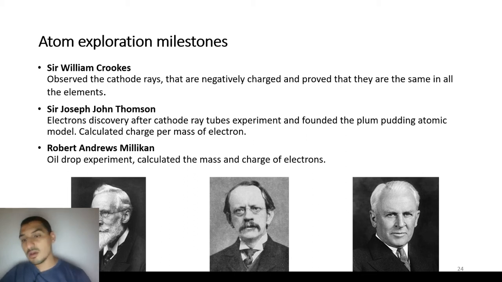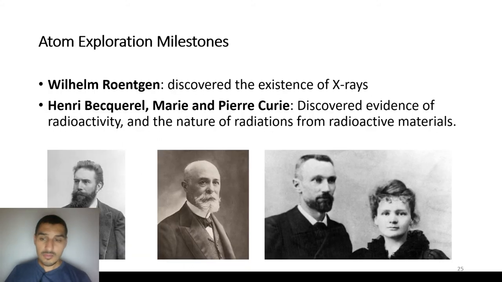Then Robert Millikan did his oil drop experiment, and he was able to calculate the charge of the electron and the mass of the electron. In closer times, Roentgen did more experiments on the cathode ray tube, and he observed the existence of X-rays, and he was able to use them to see the bones of human beings.